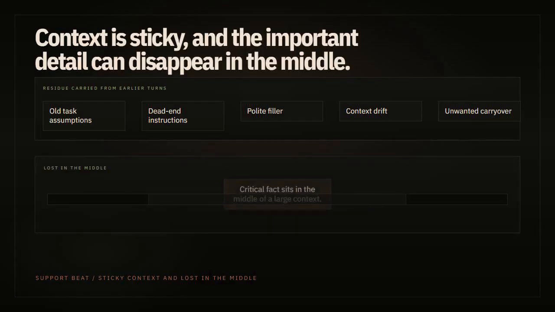And then there is the problem from the last chapter of the book, Lost in the Middle. If something important sits in the middle of a large context, models often give it less weight than what came early or what came late. So the detail you thought was safely included may be the exact detail the model effectively blurs past. That is not a prompting issue, that is a structural issue.